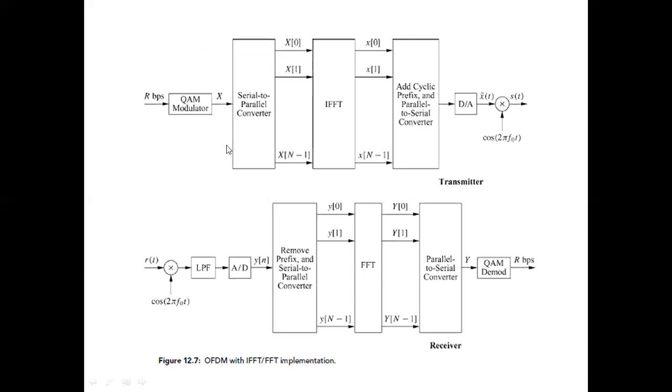So what do you do at the receiver side, by the way? You can see this is the transmitter. You took IFFT. At the receiver, you take FFT. At the transmitter, you add a cyclic prefix. At the receiver, you remove the cyclic prefix. At the transmitter, you had a digital to analog converter. At the receiver, you have an analog to digital converter. So same carriers at both ends. So that's the OFDM transmitter and receiver, with IFFT at the transmitter and FFT at the receiver.